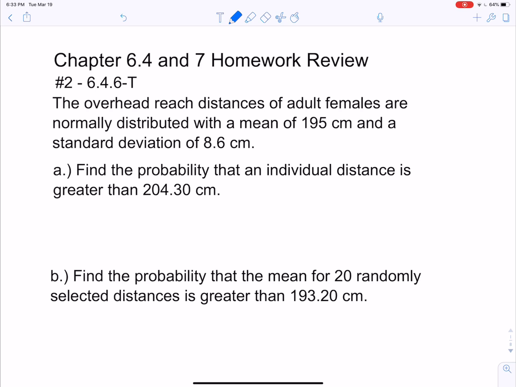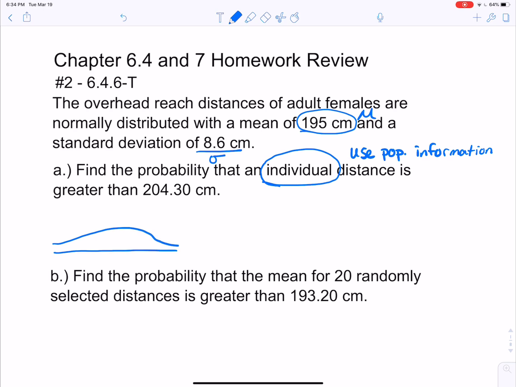Now we're looking in part A for the probability that an individual distance is greater than 204.30 centimeters. Because they're asking us about an individual, we're going to still use the population information. So essentially, we're going to do the same exact thing that we did back in section 6.2. If we look up at the problem, our mean is 195 centimeters, and our standard deviation is 8.6 centimeters. So I'm going to walk you through how to sketch it out and use our calculator to do this.